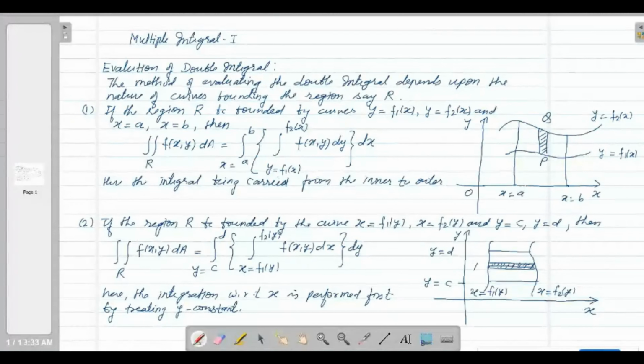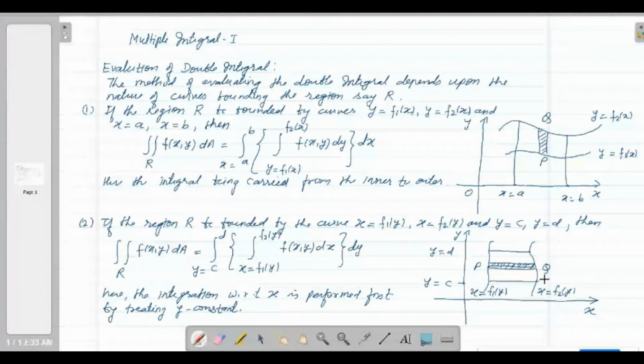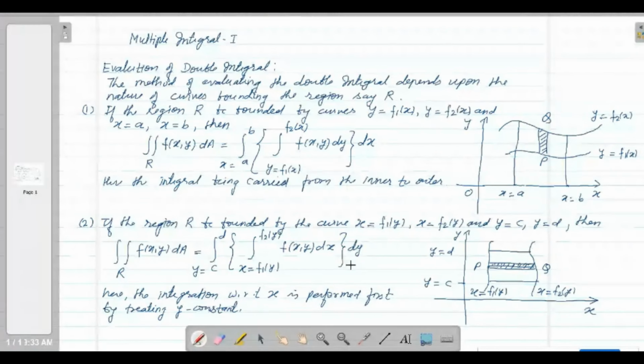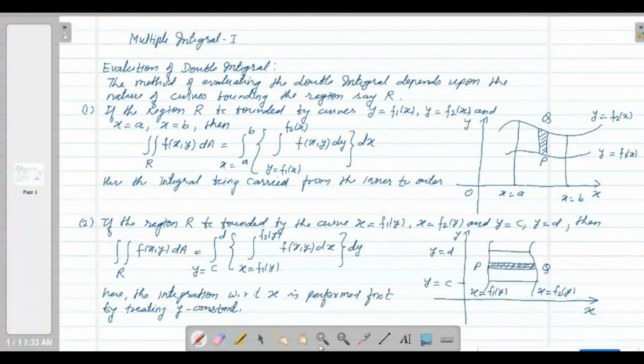If the strip of length is parallel to the x-axis, then the inner integral is evaluated with respect to x first. If the strip is parallel to the y-axis, then the inner integral with respect to y is evaluated first by treating x as a constant. Here you will treat y as a constant. I hope you understood this. Yes or no?